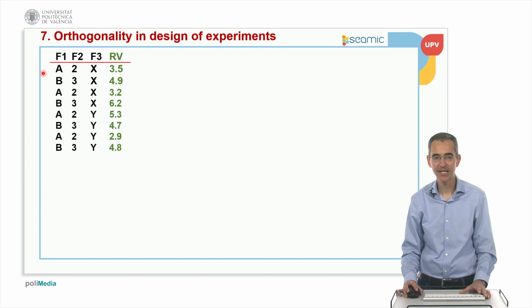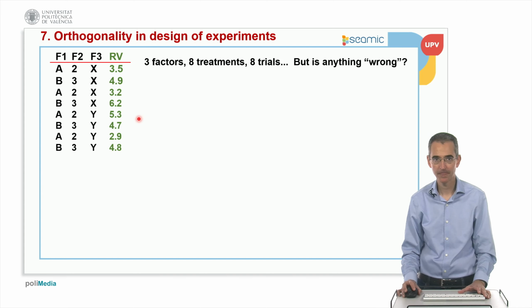Okay, so we have 8 trials, and imagine that we run the experiment, and this is the response variable, the 8 values that we have obtained experimentally. Okay, so we have 3 factors, 8 treatments, 8 trials. But is anything wrong in this case?